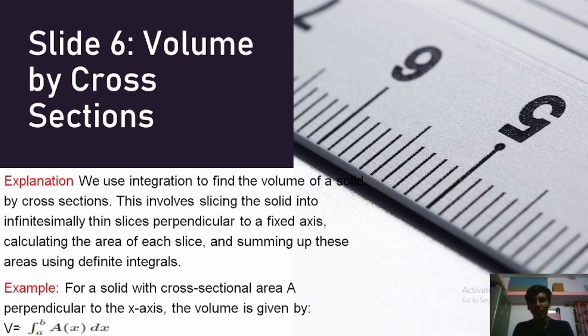Example: for a solid with cross-sectional area A(x) perpendicular to the x-axis, the volume is given by V equals the integral from a to b of A(x) dx.